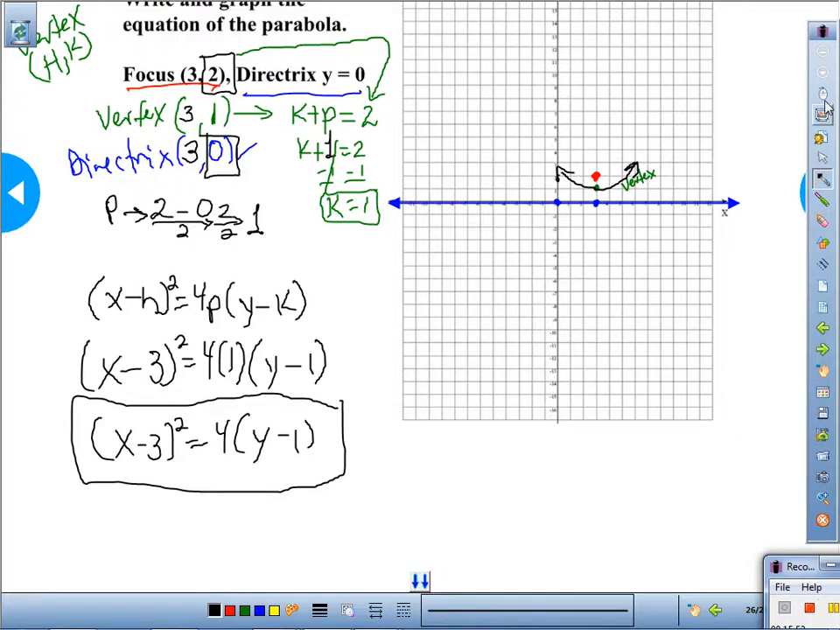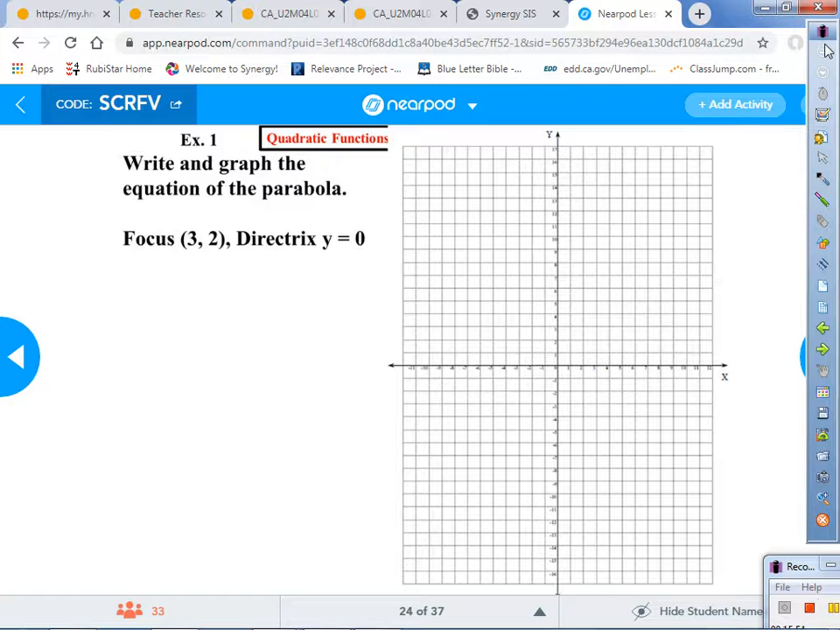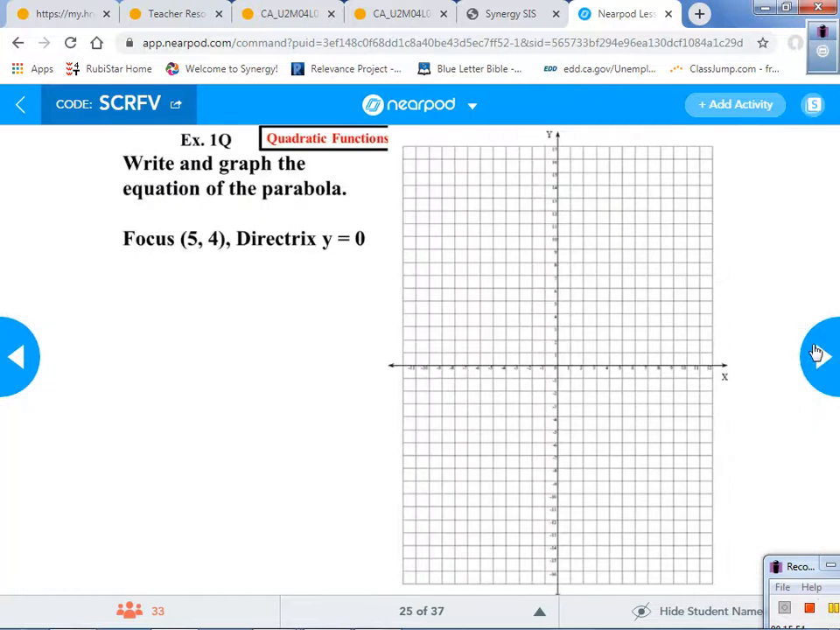All right, here we go. Example 1Q. Copy that one, please. You don't have to copy the instructions. You already have them. We're going to do this one together. Focus (5, 4), and directrix going through y equals 0.